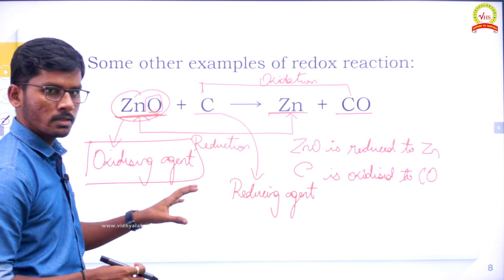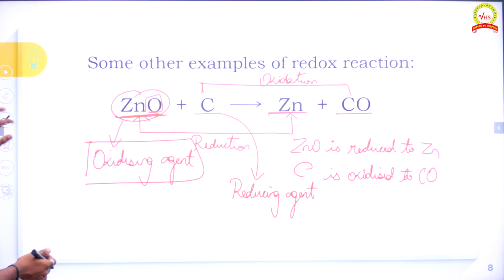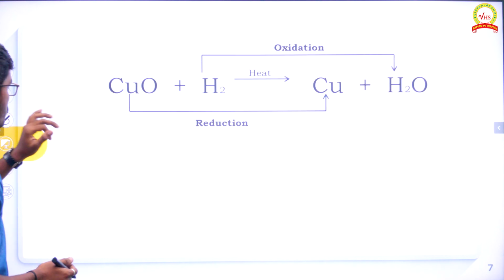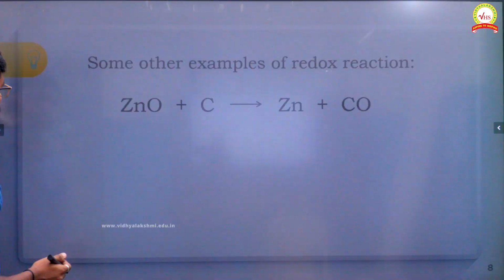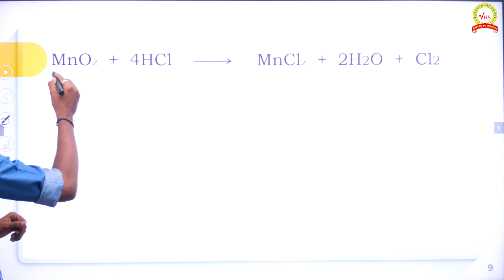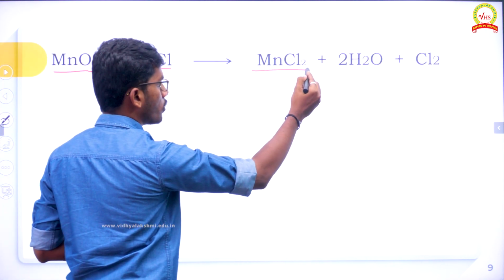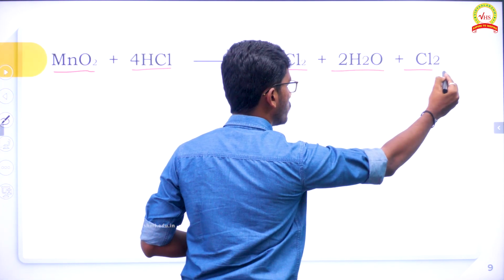Okay. So I think this example will also be clear. We will discuss a few more examples in this video. Next, manganese oxide reacts with hydrochloric acid and it tends to form manganese chloride plus water plus chlorine.